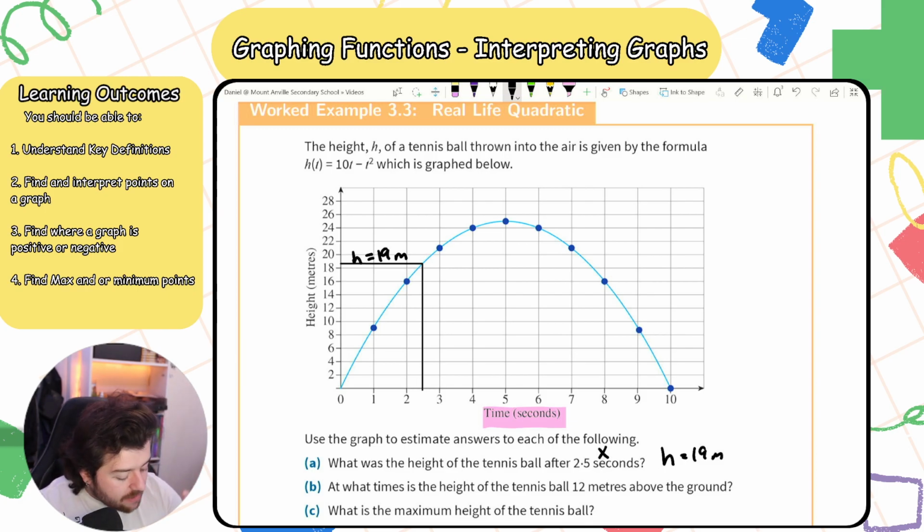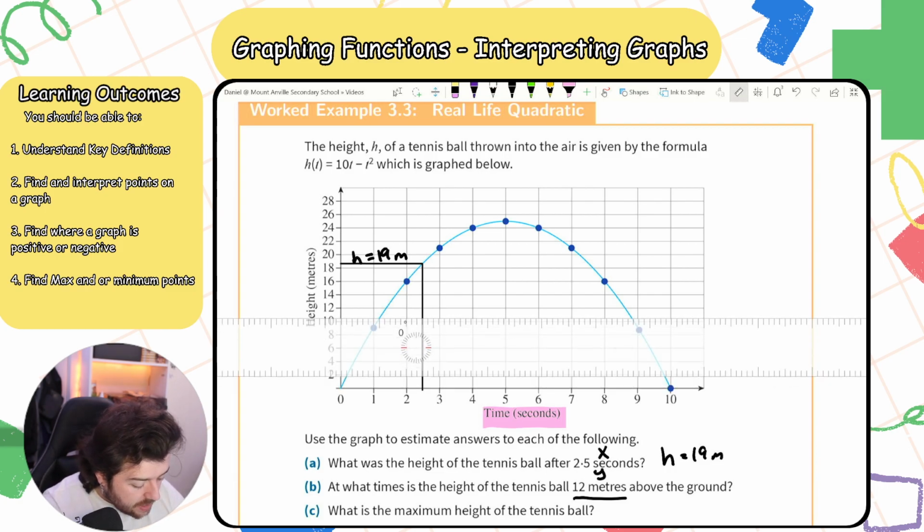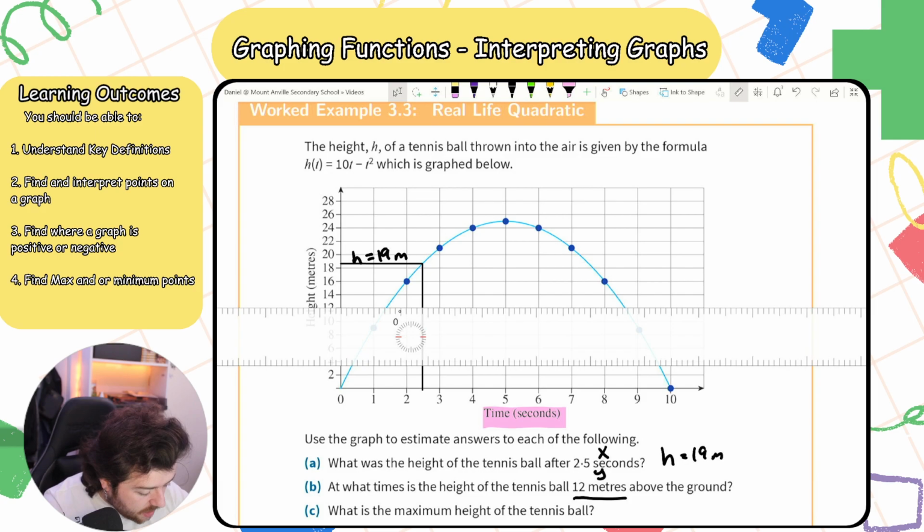At what times is the height of the ball 12 meters above the ground? So 12 meters is my y value here, on my y-axis. I'm given my y value, so I want to find the times, or my x values. So I go to 12 here, ding, go across. Remember, you go to 12 on your y-axis and draw a parallel line.